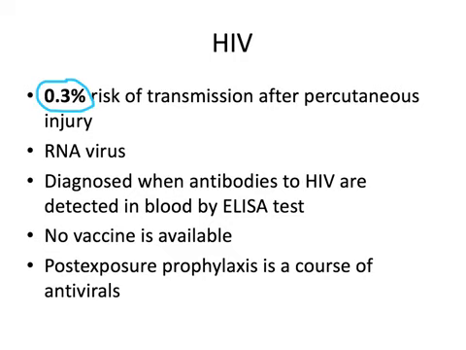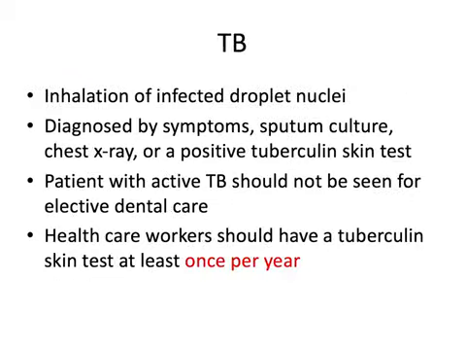This one's diagnosed when antibodies to HIV are detected in the blood by this thing called an ELISA test. So that's a nice high-yield thing to remember, HIV and ELISA. No vaccine is available for it, and post-exposure prophylaxis is a lengthy course of antivirals. Again, not cheap.